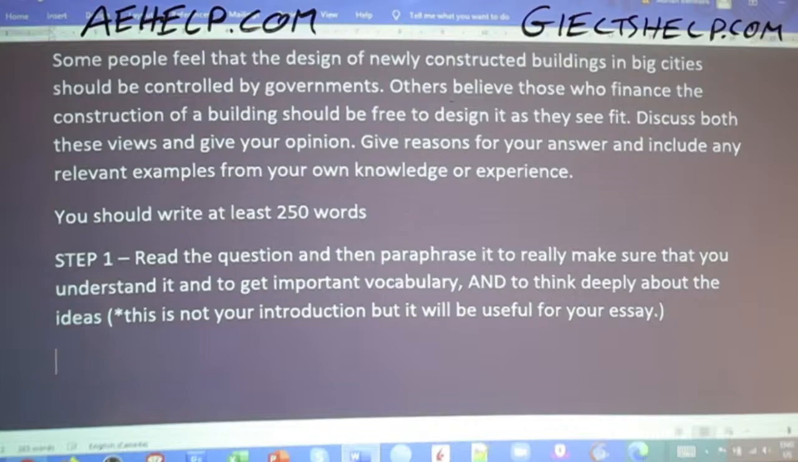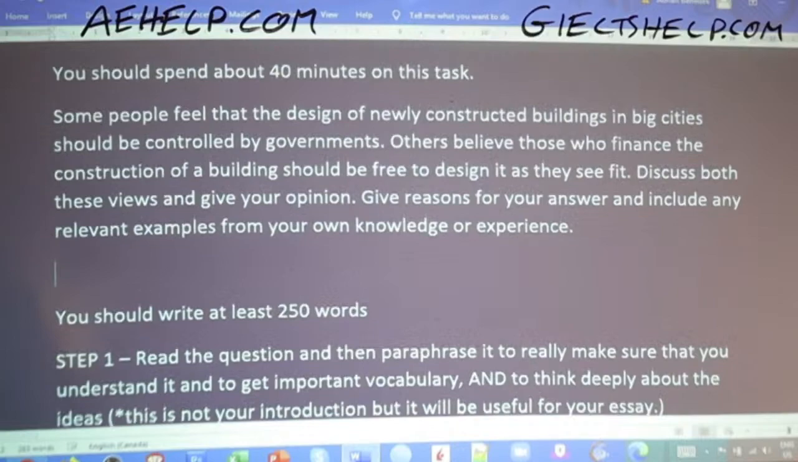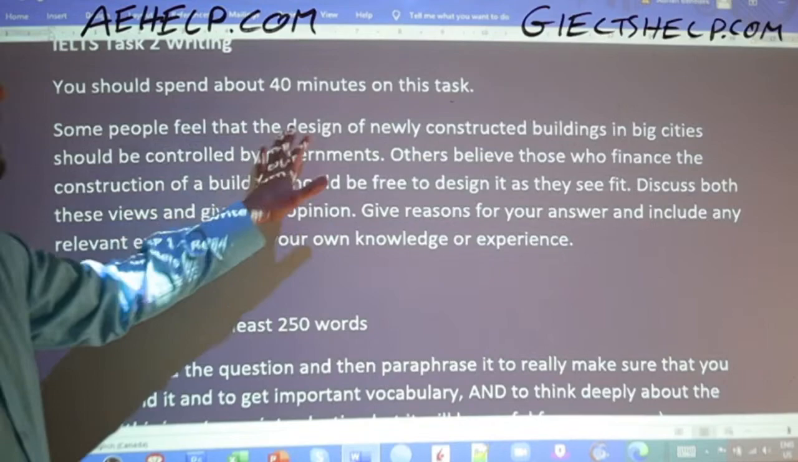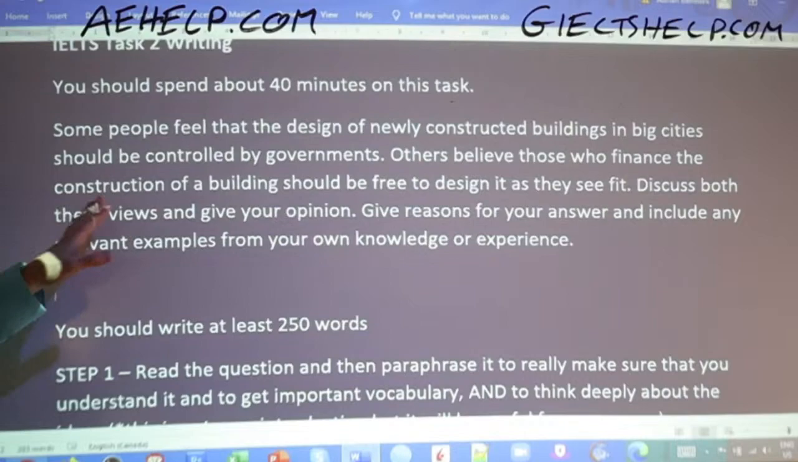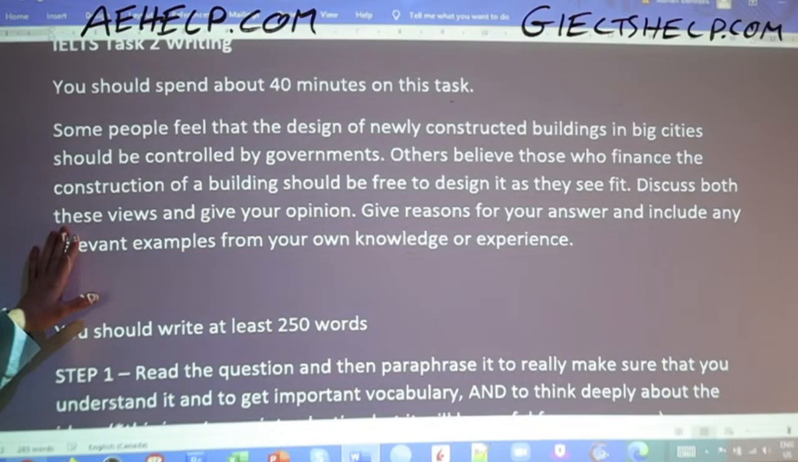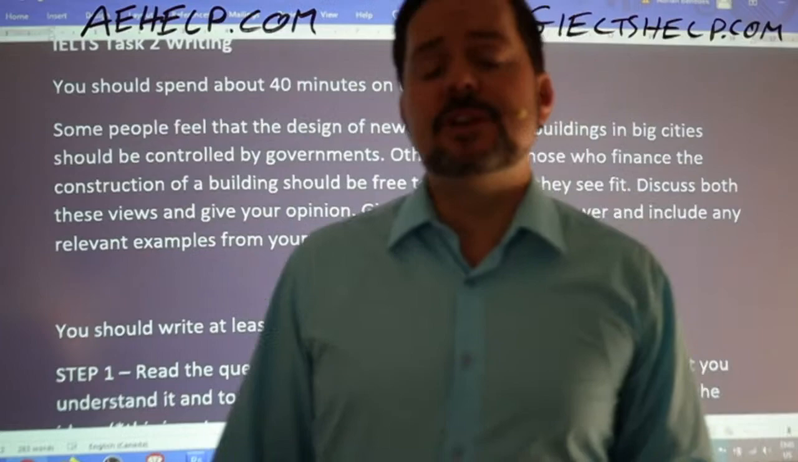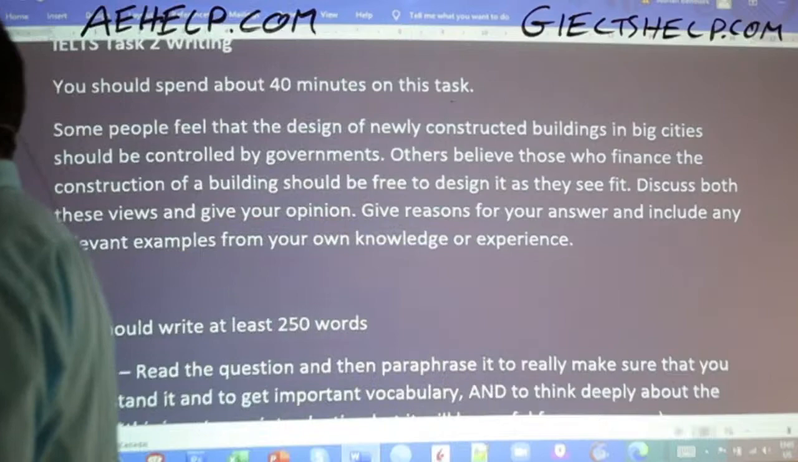Let's paraphrase this question. So some people feel that the design of newly constructed buildings in big cities should be controlled by governments. Others believe those who finance the construction of a building should be free to design it as they see fit. Discuss both these views and give your opinion. Okay, I'm going to paraphrase this. There's lots of ways to do it. Let's gather some vocabulary and then we'll compare.